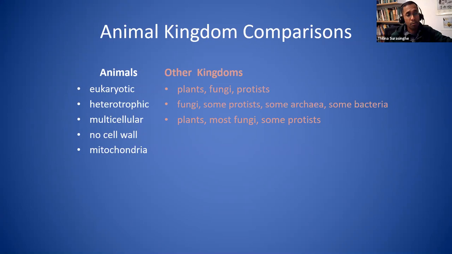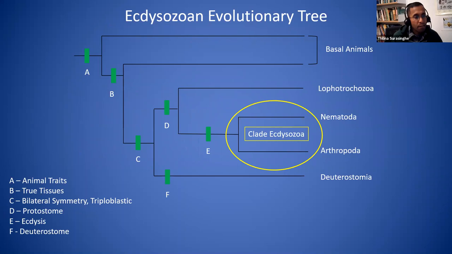Multicellular, well, plants, many fungi, and certain protists, algae, are multicellular, right? Lack of cell wall is also characteristic of many protists. And mitochondria are also observed in all other eukaryotes. There are a few eukaryotes that have secondarily lost them because of their simplicity, but there are so many eukaryotes that actually have mitochondria as their cellular powerhouse. Moving on, looking at the evolutionary tree, the red circle, the yellow circle.